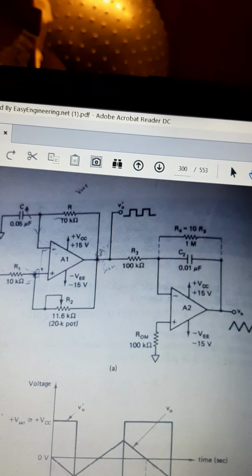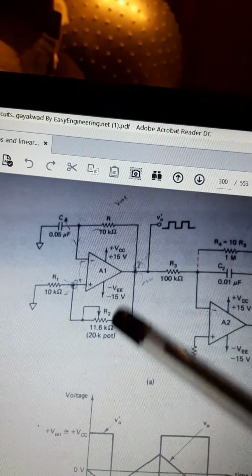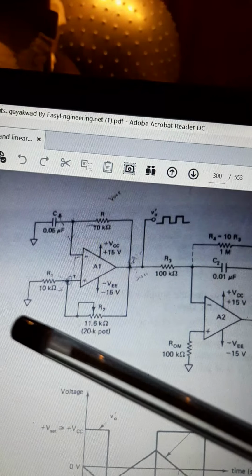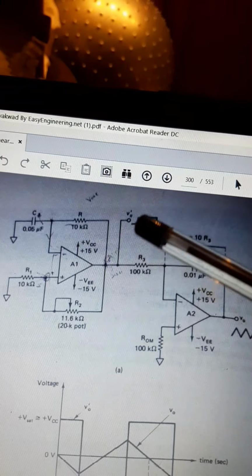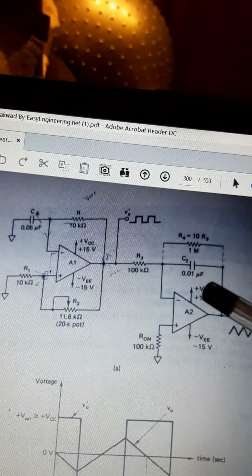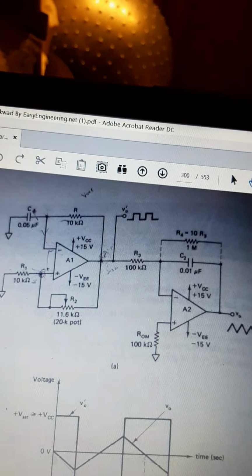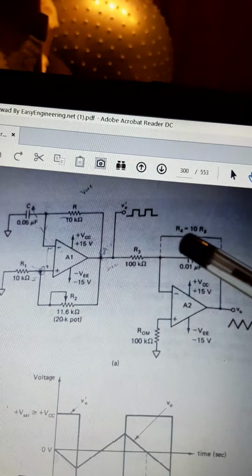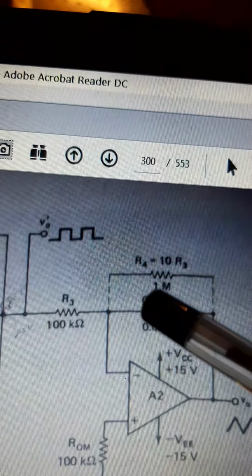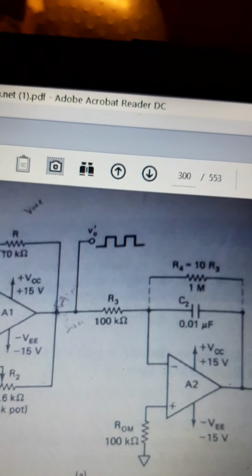So now we'll see the circuit. This is the circuit. As I told you, we already explained how the square wave generator works and how the integrator works. Here the square wave is given to an integrator, and we are getting a triangular wave. For stability purposes, we connect a resistor, R4, across C2.